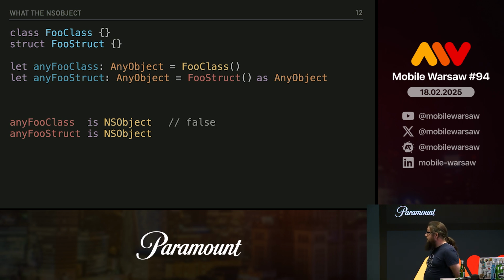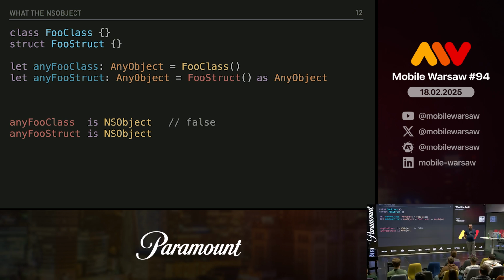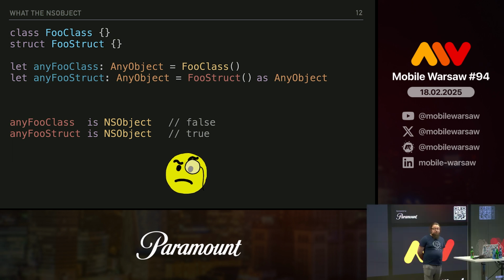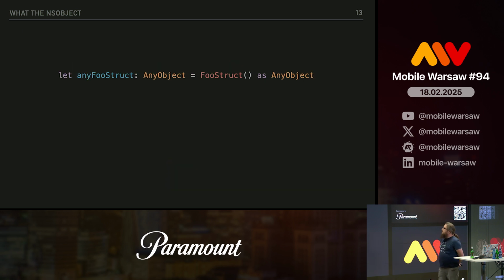So let's see if this checks out, if our class became an NSObject and what happened to our struct. So our class is not an NSObject, which is good, because it does not inherit from NSObject. So it would be kind of weird, right? And what about the struct? So our pure innocent struct that had no notion of classes and reference semantics, not to say Objective-C, suddenly became an NSObject. So why, and what's the reason for it?